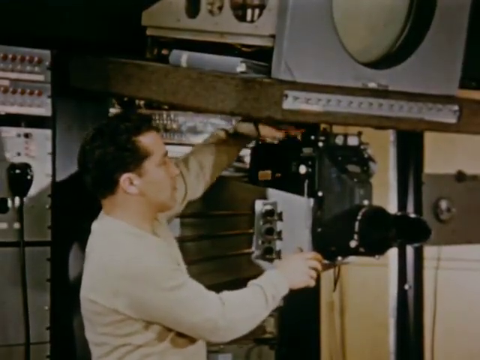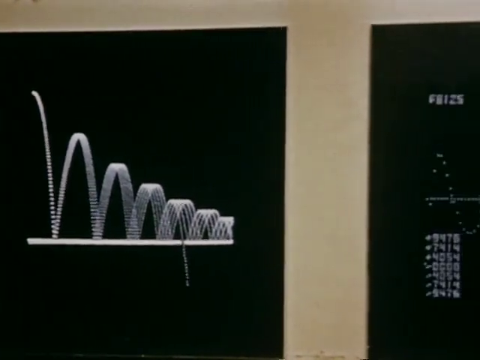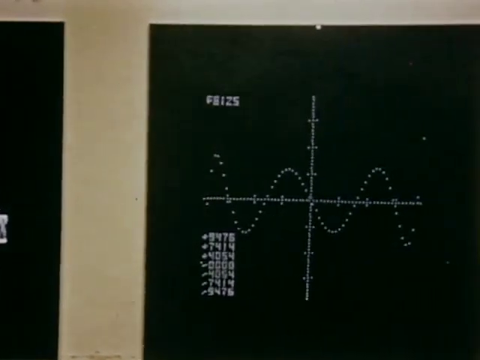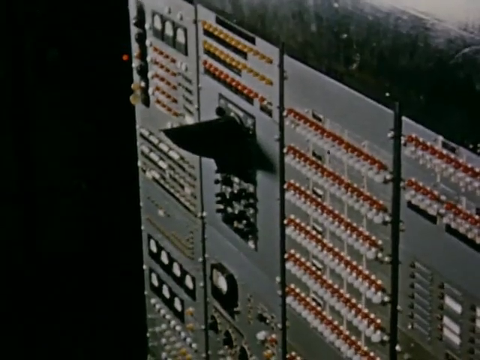Plotted results are recorded on film by a camera attached to a second oscilloscope. Here are some results recorded by the camera. A plot of a seventh degree polynomial. 2,000 digits recorded on one frame in 10 seconds.